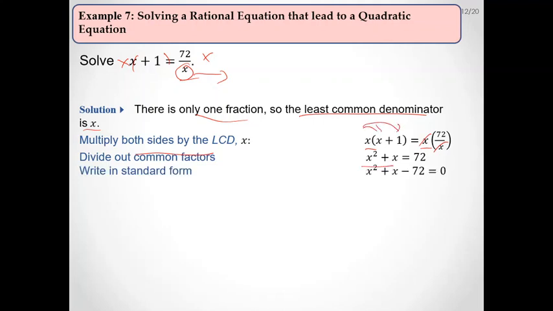Then solve it. If you have x squared, it's better to write it in standard form and then solve it by factoring. Here the factoring looks better because we have negative 72 and plus 1, and it's obviously 9 and minus 8. You can check this part. Check, please.